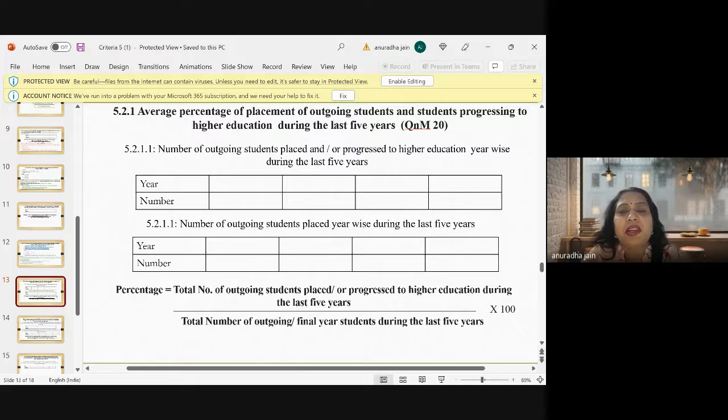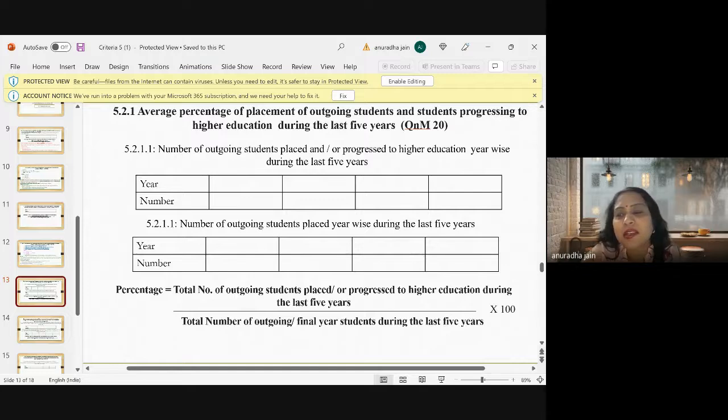Then again, they will calculate in terms of percentage the number of outgoing students placed or progressed, divided by the total number of students who are passing out, the final year students. So that means they will calculate the percentage. Because what happens in this education system is that we are just producing unemployed people.